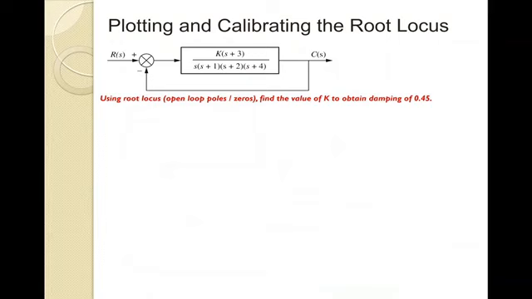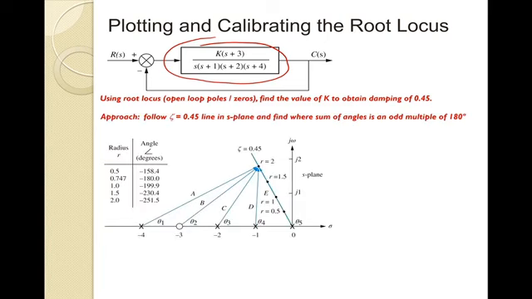Next, we're going to plot and calibrate the root locus. Here is our open loop system again, an example that we've used in this module. Using our root locus, basically our open loop poles and zeros, we want to find our value of k to obtain a damping of 0.45.